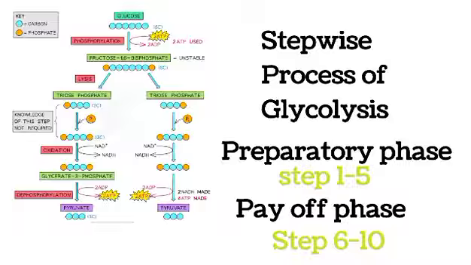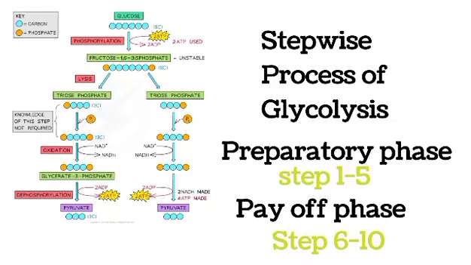2. Isomerization of glucose 6-phosphate. Glucose 6-phosphate is converted to fructose 6-phosphate by phosphoglucose isomerase. 3. Phosphorylation of fructose 6-phosphate. Fructose 6-phosphate is phosphorylated to fructose 1,6-bisphosphate by phosphofructokinase, using another ATP molecule.